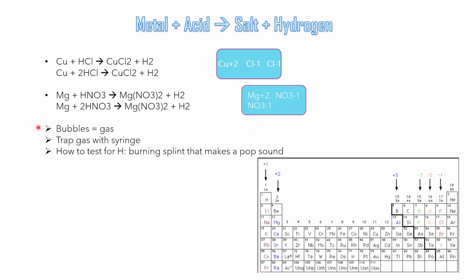These are some of the main questions in an exam situation. These are the applications. So they could ask, how do you know that something is a gas? You say that there are bubbles formed. And sometimes they ask, how do you trap gas? You trap gas with a syringe. How to test for hydrogen? You use a burning splint and it will make a pop sound.